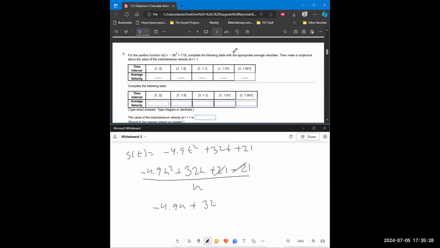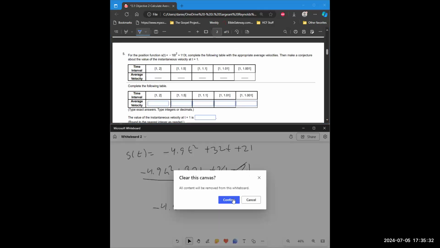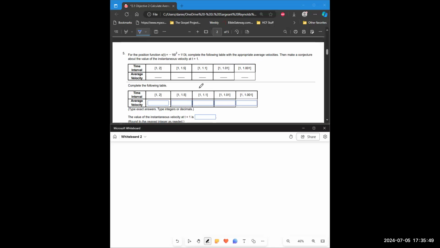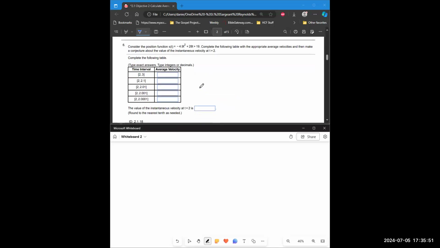And we're going to do just a couple more. We're going to move on to some that are in a table form, and we're going to find our average rate of change and see what it's moving towards as we get closer and closer and closer to an instantaneous rate of change here. So we're going to have several values that we calculate. We're going to do number 5 and number 6.